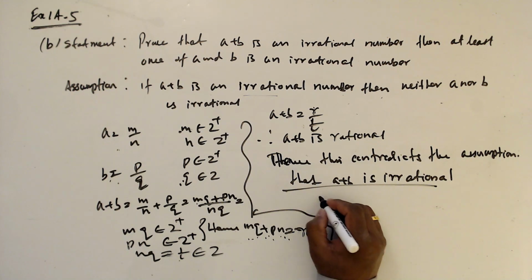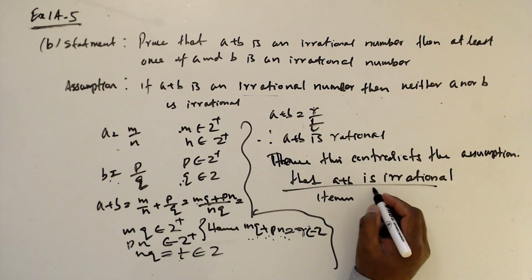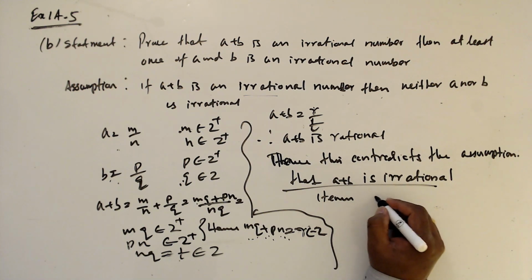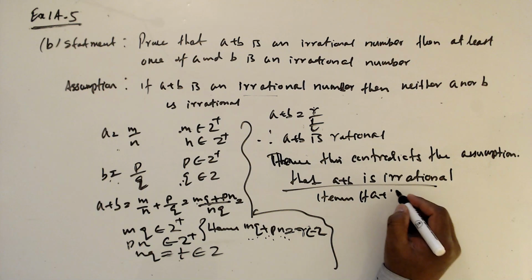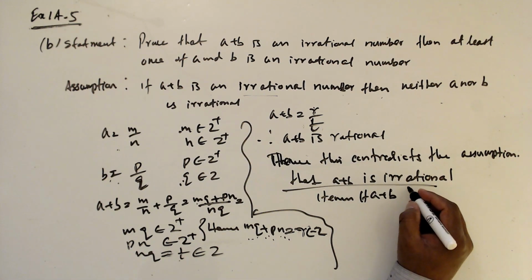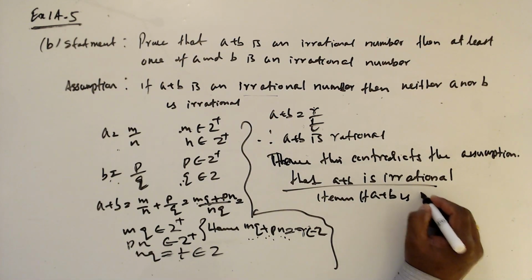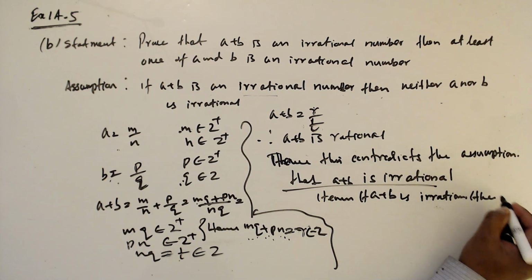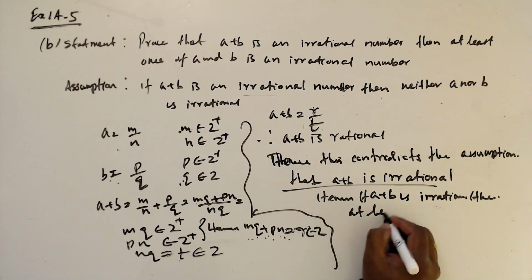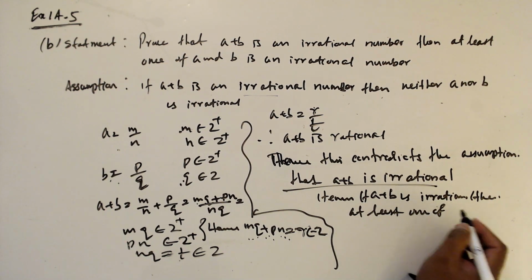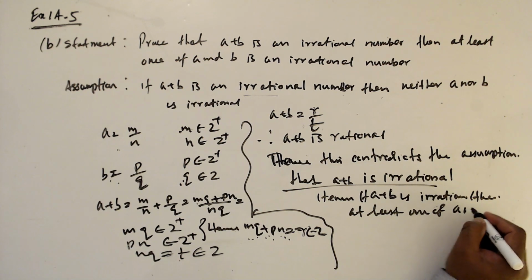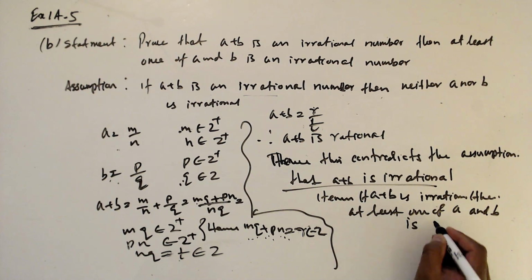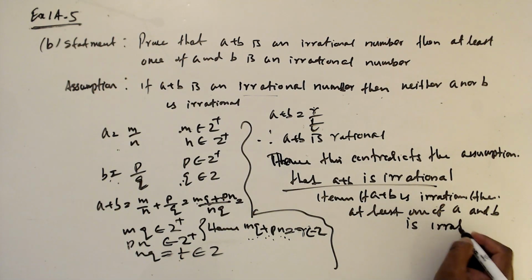Now the conclusion is: hence, if A plus B is irrational, then at least one of A and B is irrational.